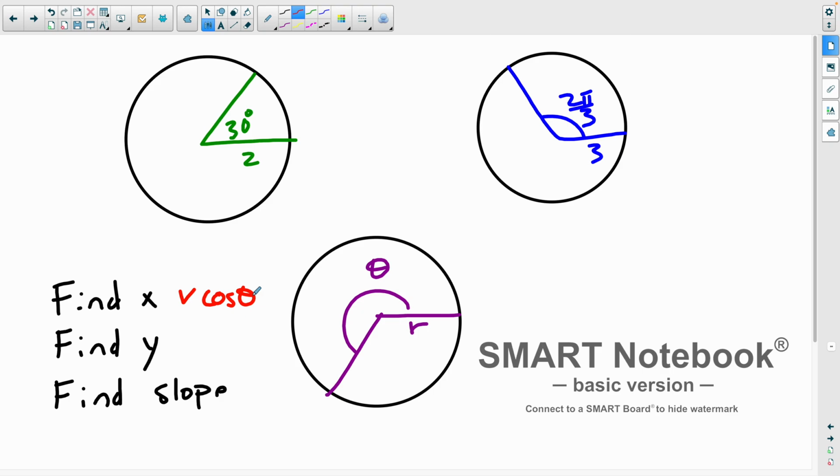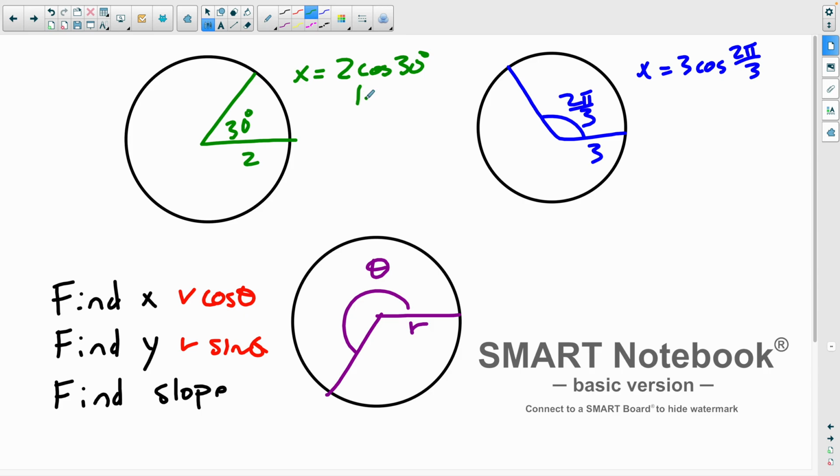And to find y, R sine of theta. Now we'll come back to slope in a second. Let's handle these right now. If you handled this one here, you did x equals 2 cosine of 30. That would have been the x there. Over here, x would have been 3 cosine of 2 pi over 3. So if I did this one, what did you get for the x on that one right there?